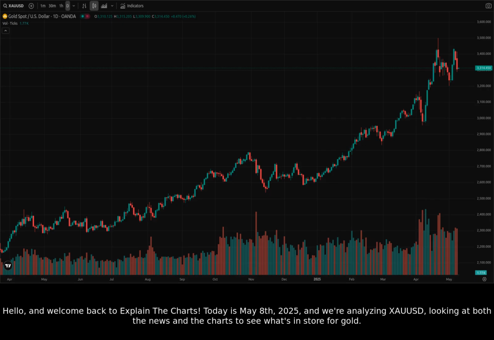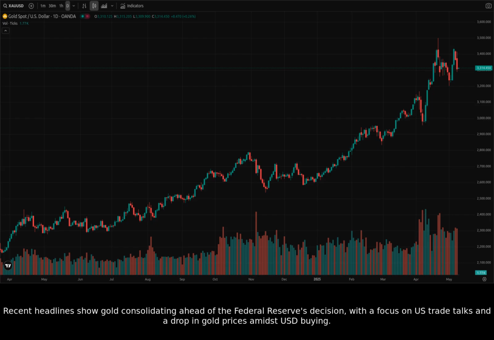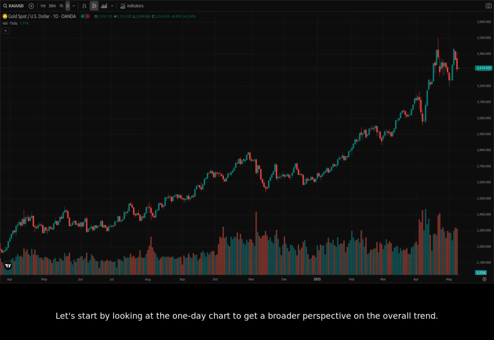Today is May 8th, 2025, and we're analyzing XAUUSD, looking at both the news and the charts to see what's in store for gold. Recent headlines show gold consolidating ahead of the Federal Reserve's decision, with a focus on U.S. trade talks and a drop in gold prices amidst USD buying. Let's start by looking at the one-day chart to get a broader perspective on the overall trend.